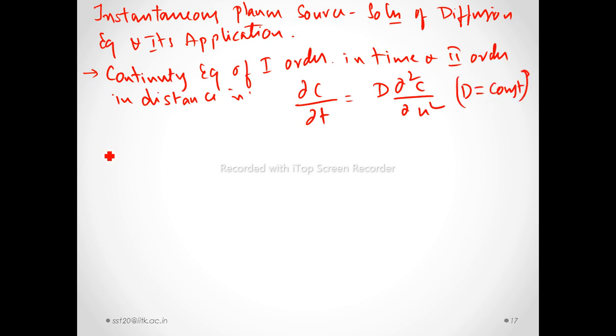Okay. An instantaneous planar source is a good example. In the semiconductor industry, dopants are used in this type of phenomenon, where we consider the substrate material A and we make a thin layer on the surface of B.